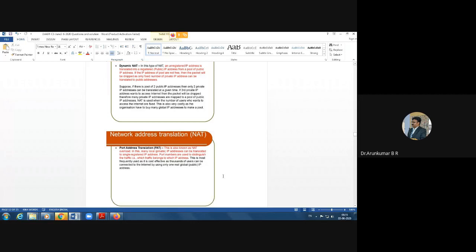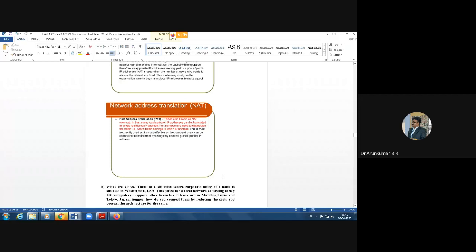So I think we have answered the question. The question is, what is NAT, or what are the types of NAT? Static, dynamic, and PAT, these three. And the question also expects you to suggest which network address translation needs to be implemented when an organization has many devices to connect. So that's one.